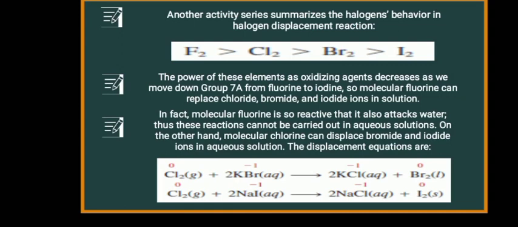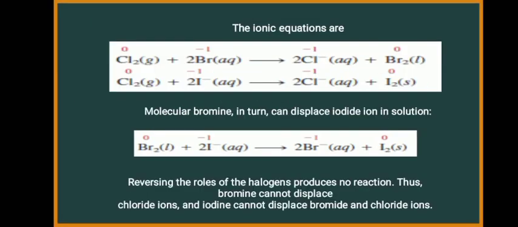So the ionic equations are Cl2(g) + 2Br⁻(aq) → 2Cl⁻(aq) + Br2(l), and Cl2(g) + 2I⁻(aq) → 2Cl⁻(aq) + I2(s).